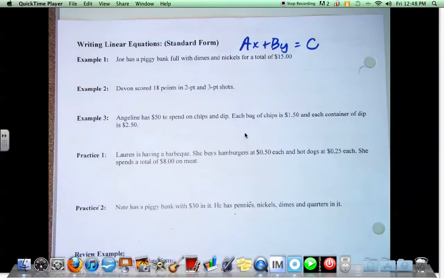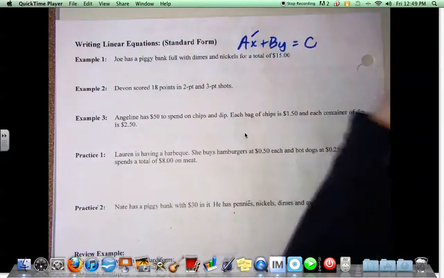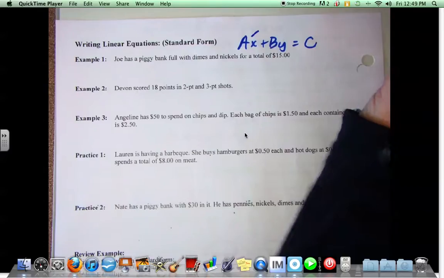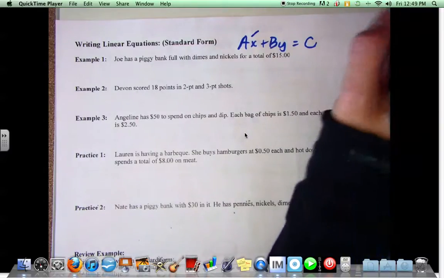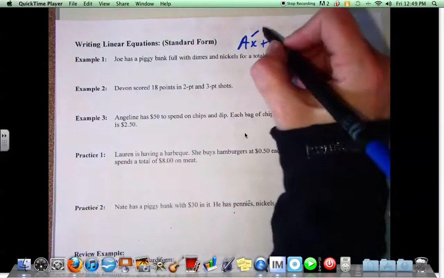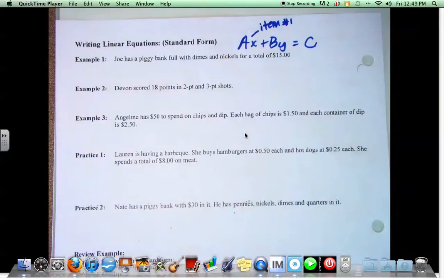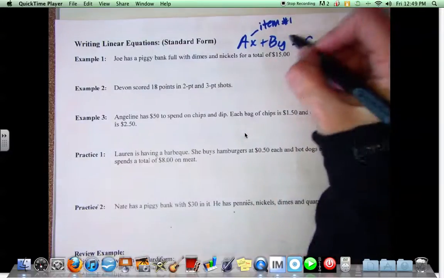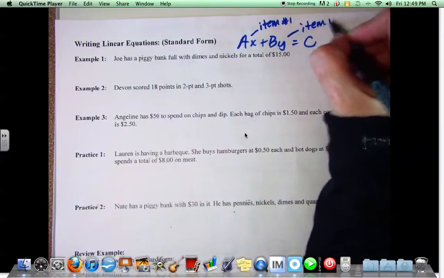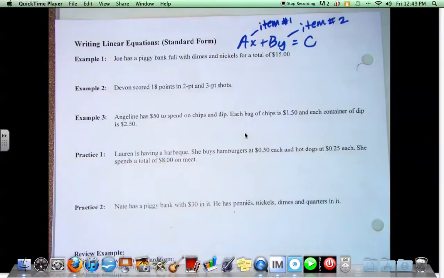With standard form, you're given 2, 3 items, and you're given a total value or cost for them. So you have item number 1 being represented by X, and item number 2 being represented by Y.